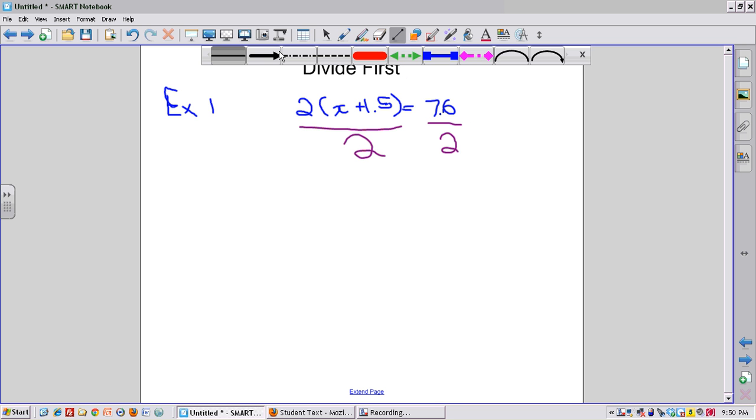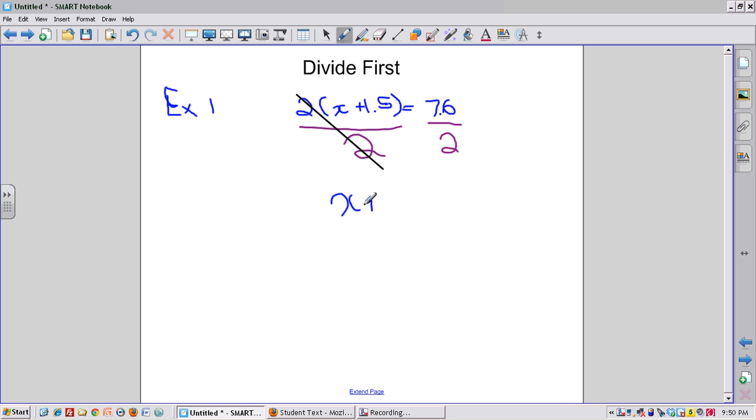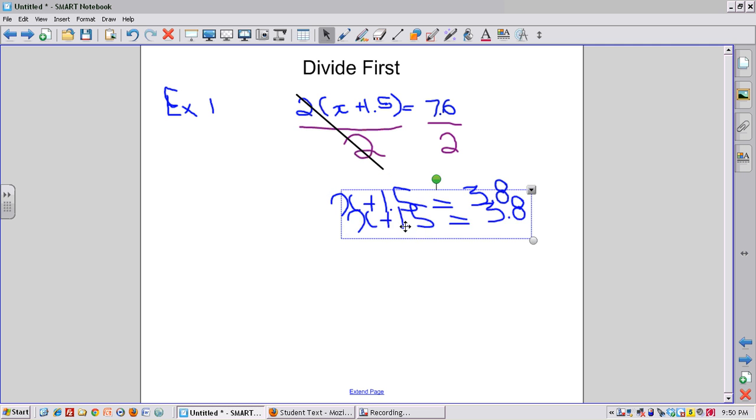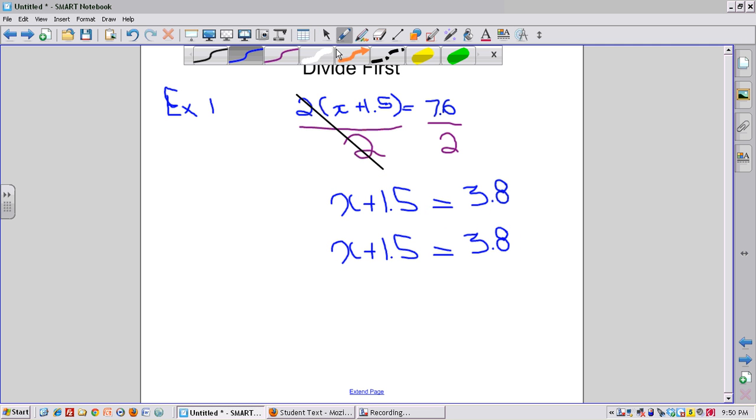And of course, on this side, it's going to cancel, and we're left with x and 1.5. And the other side, when you divide that by 2, we're going to get 3.8. And then, of course, from here, we're going to do our subtraction, right? We're going to now do negative 1.5.